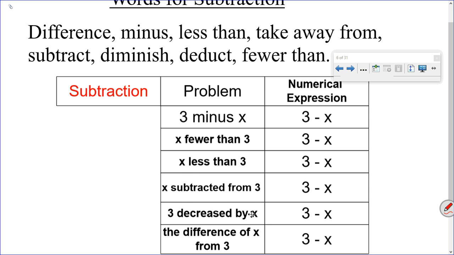3 decreased by x. Okay, decreased by means subtract. So you can write that as 3 minus x, so that's okay. You don't have to change. The difference of x from 3. Okay, so you have pretty much this one up here. X is being taken away from 3. So 3 is greater, and that's why it goes in front.